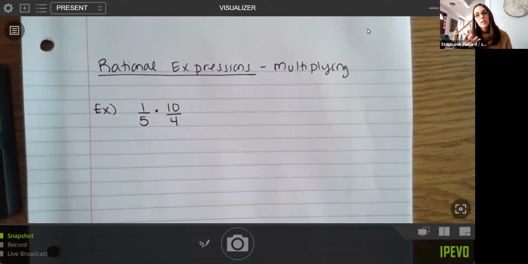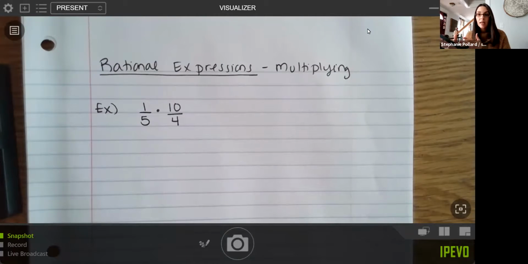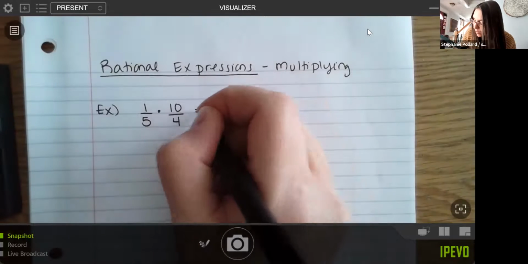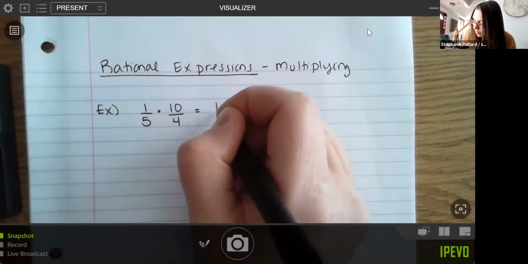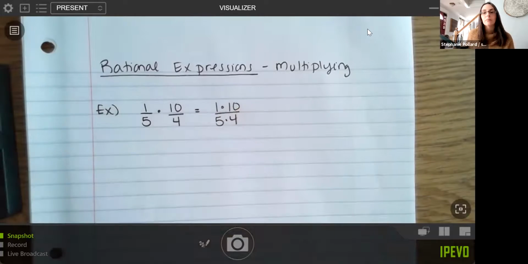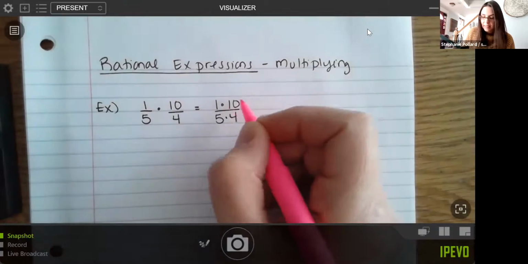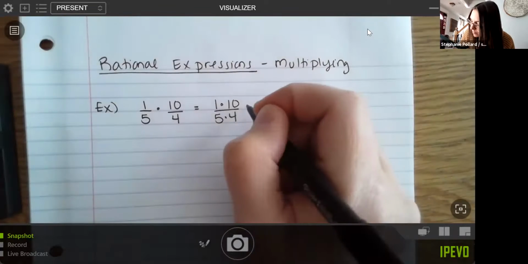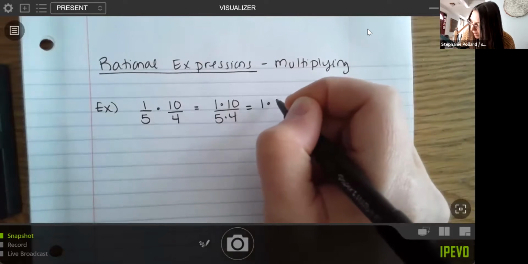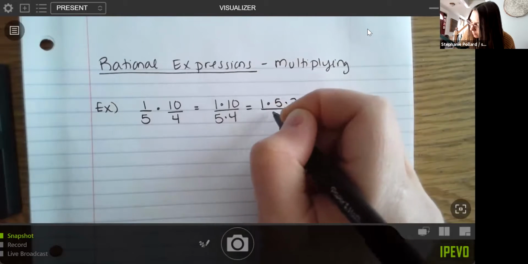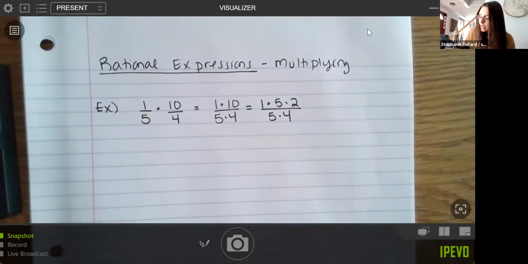Well, what we do here is we end up multiplying straight across and then also still canceling and simplifying any factors in common. So this is going to be 1 times 10 over 5 times 4. Now you can multiply across and then simplify at the end, although you can also simplify first. So one thing to note here is that you could actually break this 10 down into 5 times 2. And then we can cancel out those common factors still.